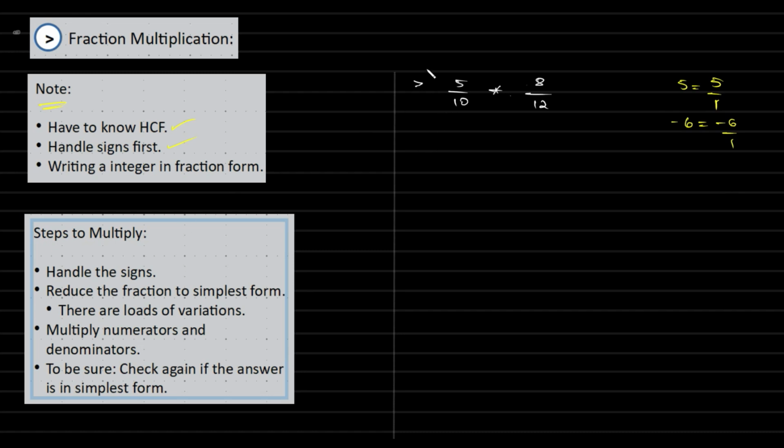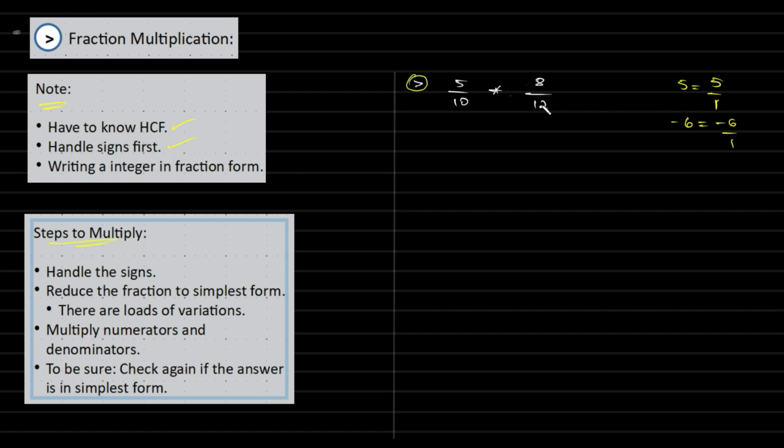Okay. Now, steps to multiply. First is we need to handle the sign. Second, we need to reduce the fraction to its simplest form. There are loads of variations, and we'll be looking into that as well. Then multiply the numerator and denominator. And to be sure, check again if the answer is in the simplest form. The final answer after multiplying or dividing, whatever it is, even addition also, we need to check if it is in simplest form.